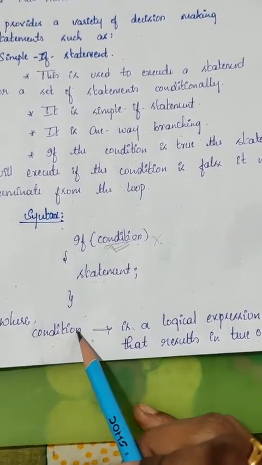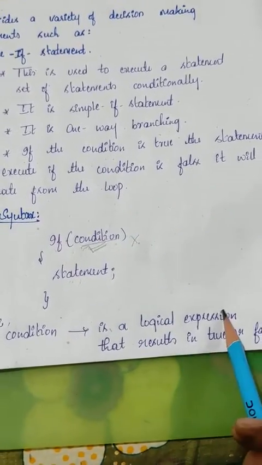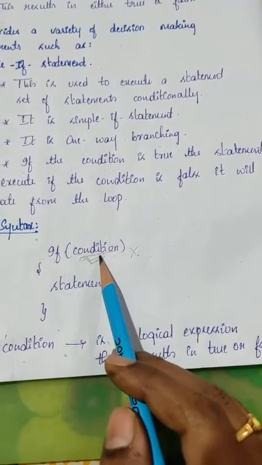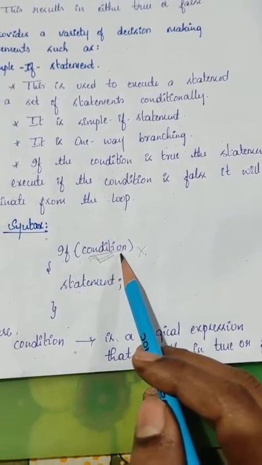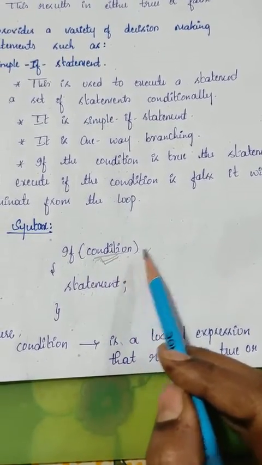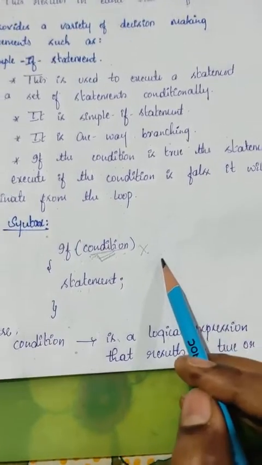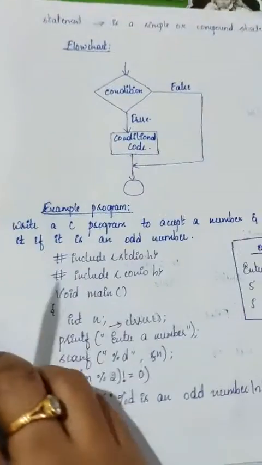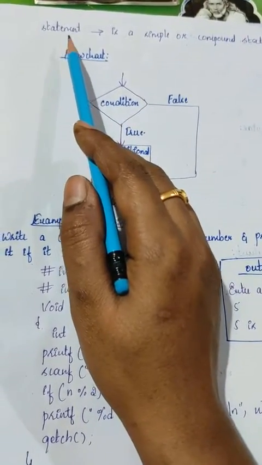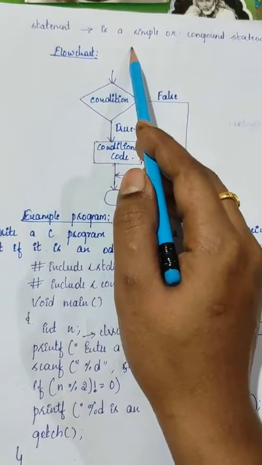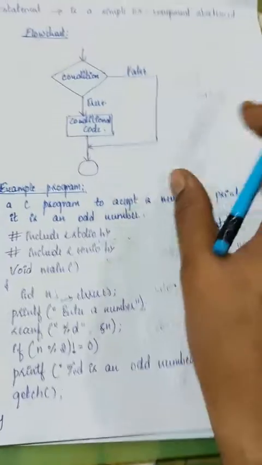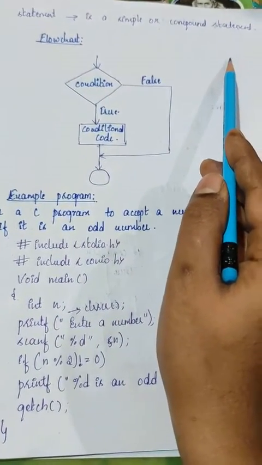We'll see what we mean by condition. It is a logical expression that results in either true or false. It will be checked based on the true or false condition, as I said before. Next, we'll see what we mean by a statement. A statement may be either a simple statement or a compound statement.